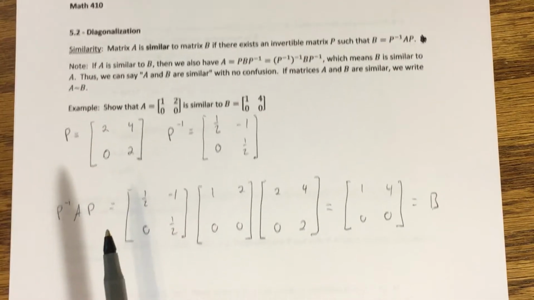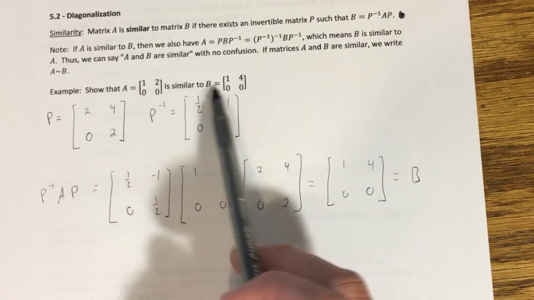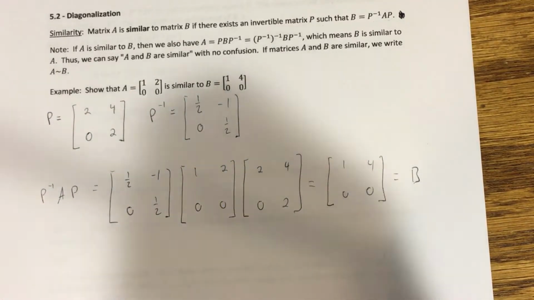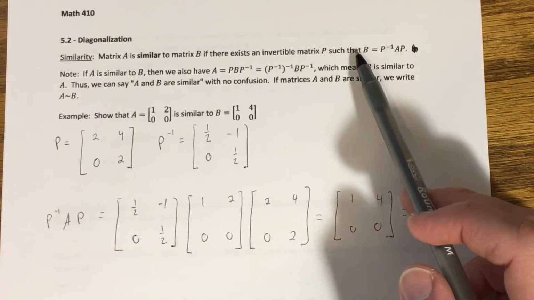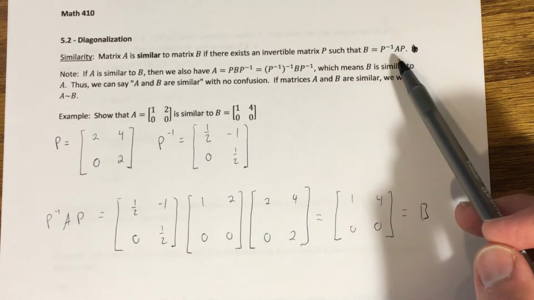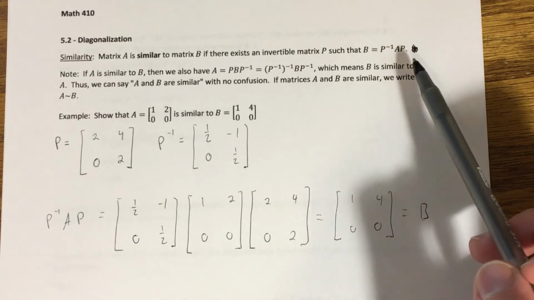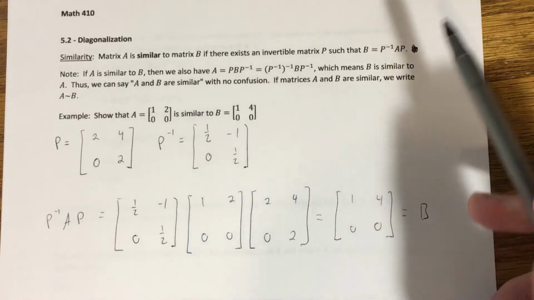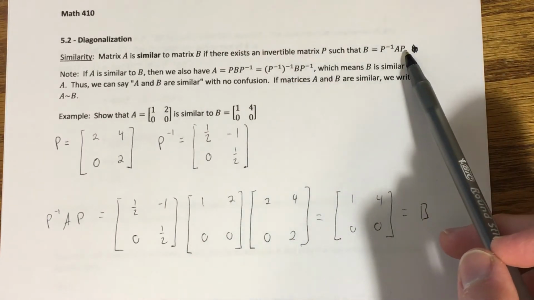So to start, I want to go through an example of showing that two matrices are similar. Here's a couple of 2x2 matrices, A and B. One thing I do want to point out is that even though it's not stated here that A and B are square matrices, this definition implies that they have to be. And here's why. If P is invertible, we know that only square matrices can even be invertible. So let's just say that P is an n by n matrix.